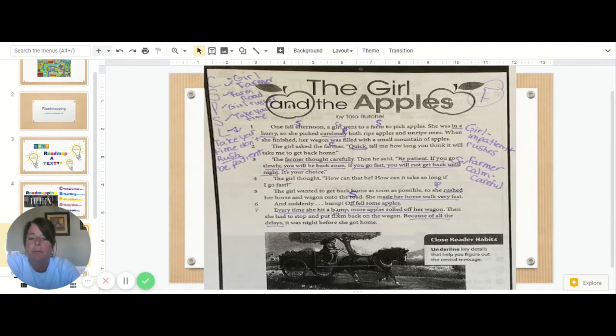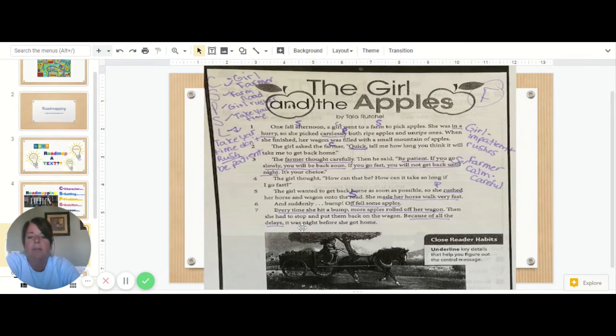Every time she hit a bump, more apples rolled off her wagon. So I'm underlining this because it's important to know what's happening as she's going. Then she had to stop and put them back on the wagon. Because of all the delays, it was night before she got home. Aha! So that's why the farmer said to be patient, and he told her to go slowly.